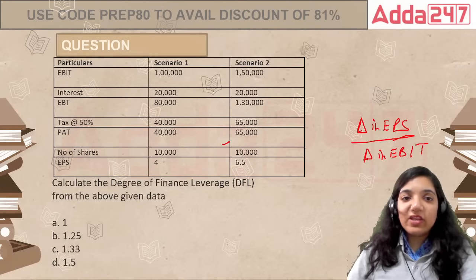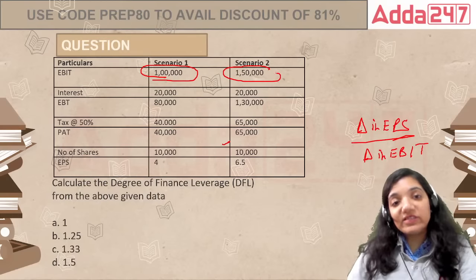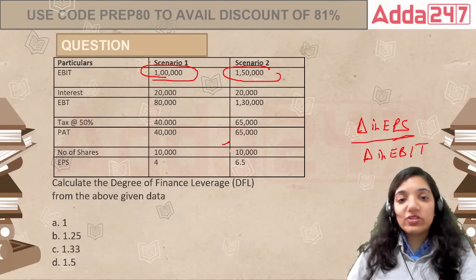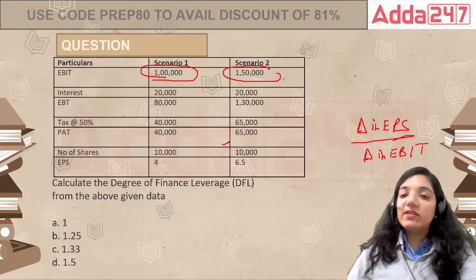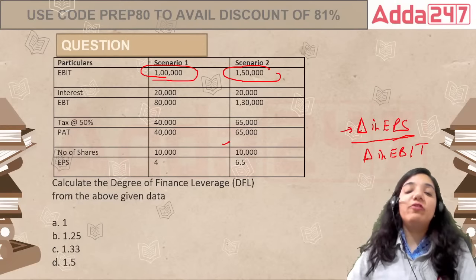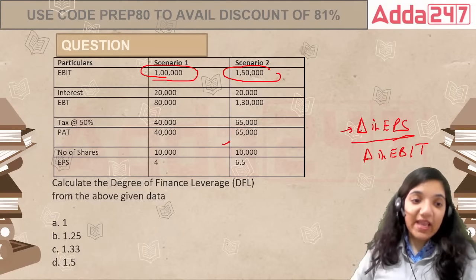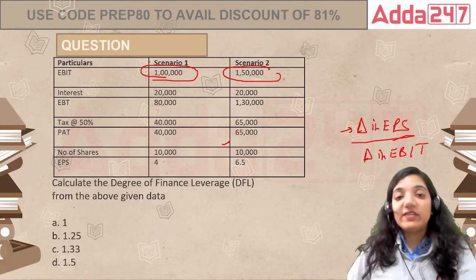See, the point is, when you are given two specific years' scenarios, then always follow the formula of change in EPS upon change in EBIT. Otherwise you will have to go for the normal one. In this case, they have given this portion that you have to find the change there.